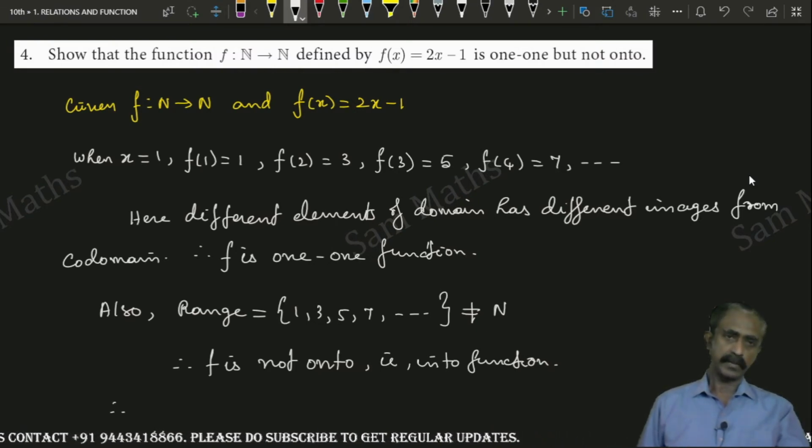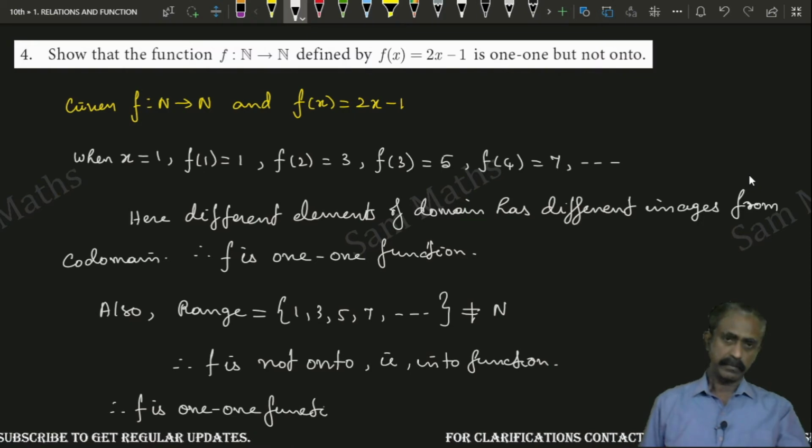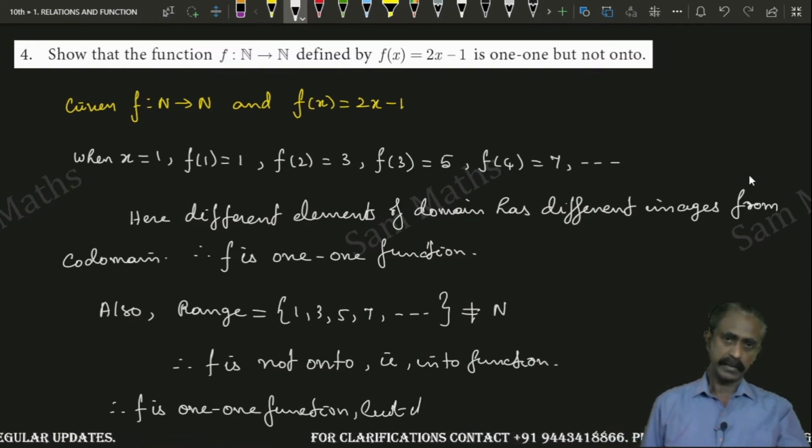Therefore, we can conclude f is one-one function, but it's not onto.